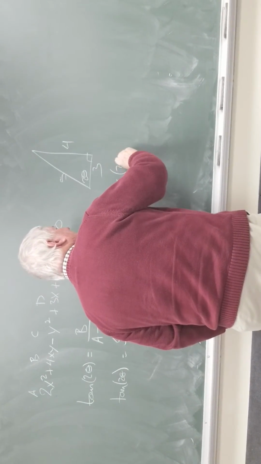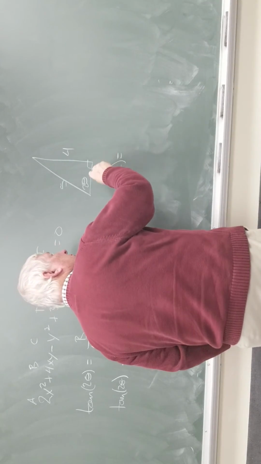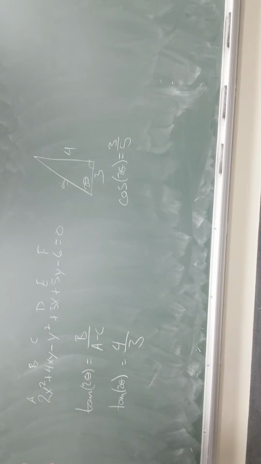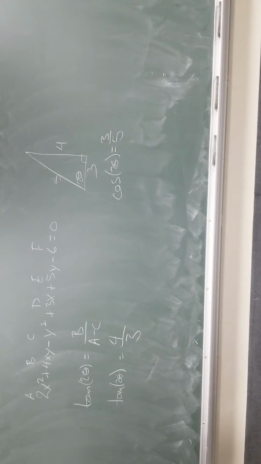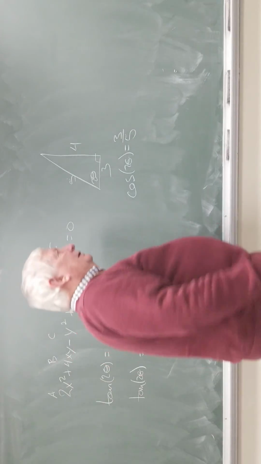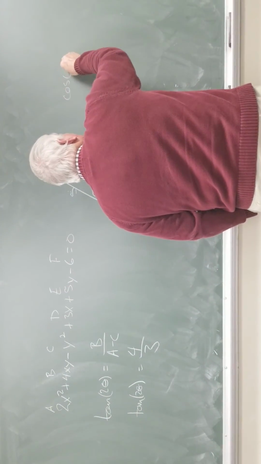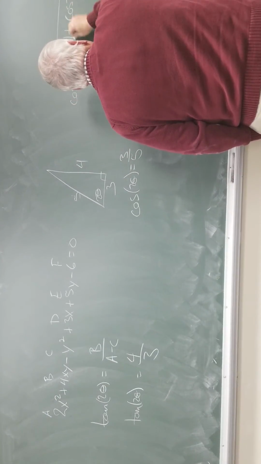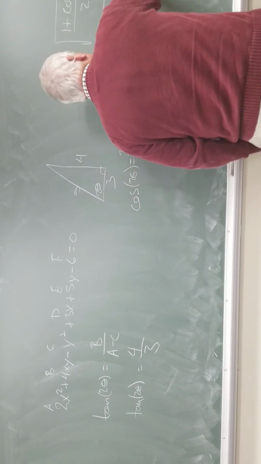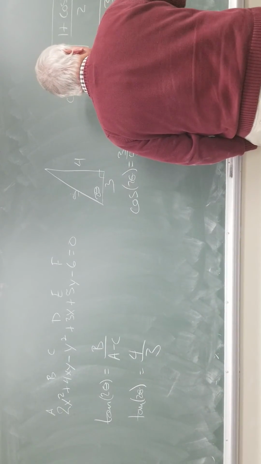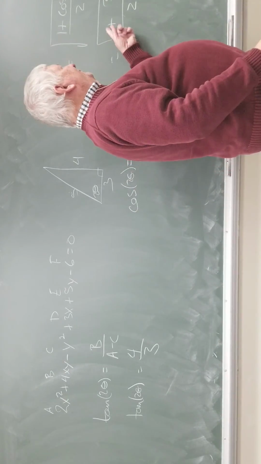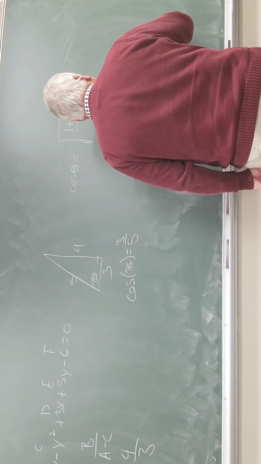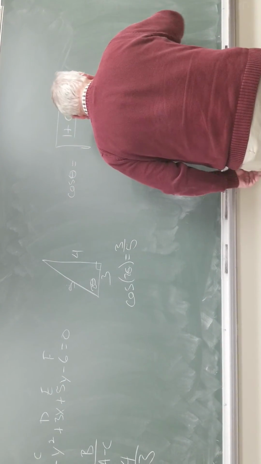So the cosine of 2 theta is 3/5. And if the cosine of 2 theta is 3/5, then the cosine of theta is the square root of 1 plus cosine 2 theta over 2, which is equal to the square root of 1 plus 3/5 over 2. 5/5 plus 3/5 is 8/5, divided by 2 is 4/5. The square root of 4/5 is 2 over square root of 5.